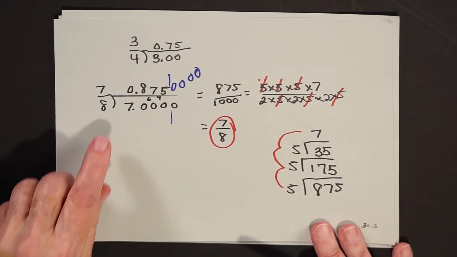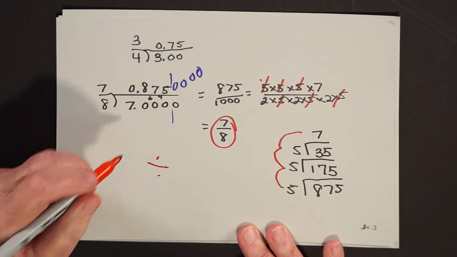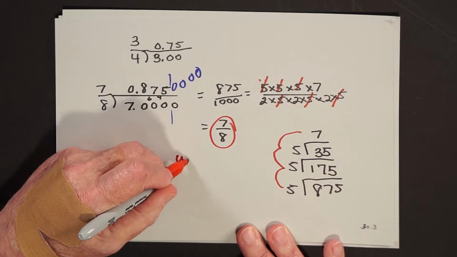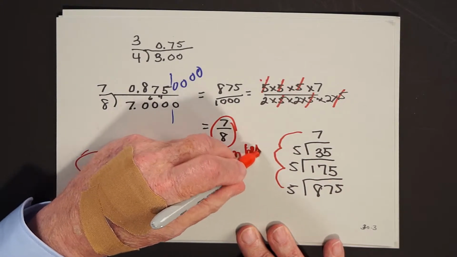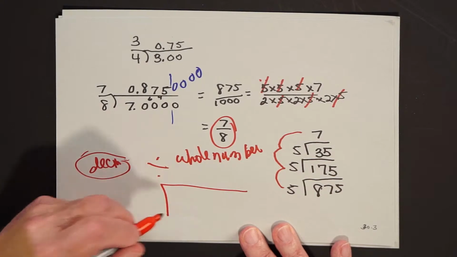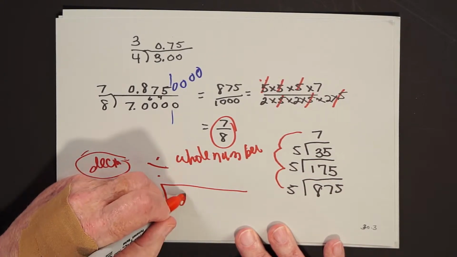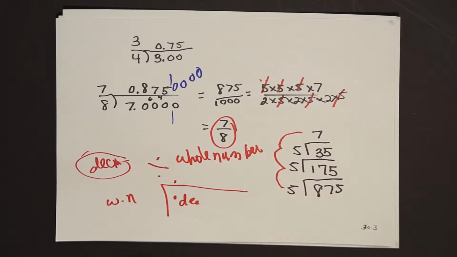Okay? So as long as I'm dividing, it doesn't matter what this decimal is. As long as this is a whole number, I simply put the whole number out here, the decimals in here, and I line up the decimal points, and I'm off and running.